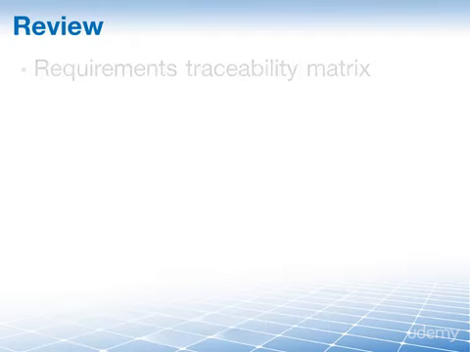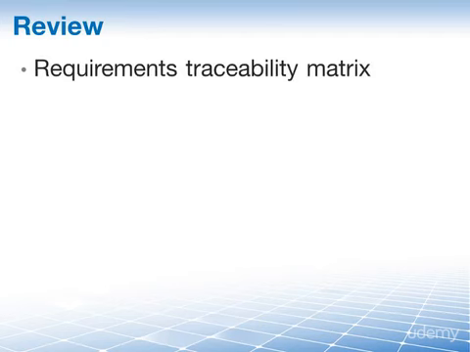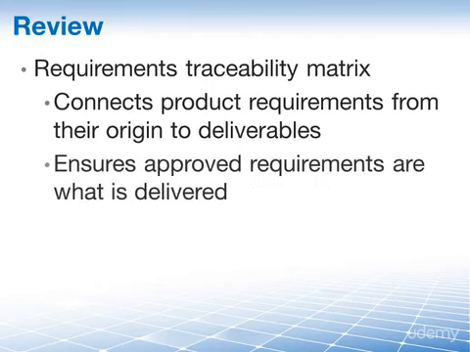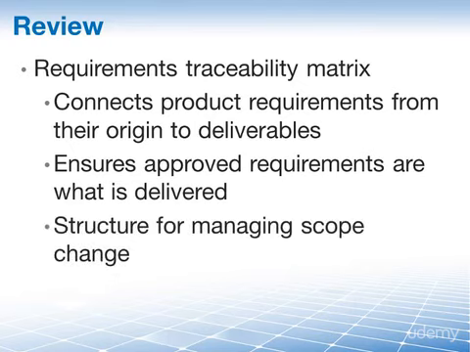The requirements traceability matrix is a table that connects product requirements from their origin to the deliverables that satisfy them. It helps to ensure that the approved requirements in the requirements documentation are what is delivered at the project's end. The requirements traceability matrix provides structure for managing changes to the project scope. It helps to discover the impact of any change or deviation from the scope baseline on the project's objectives.